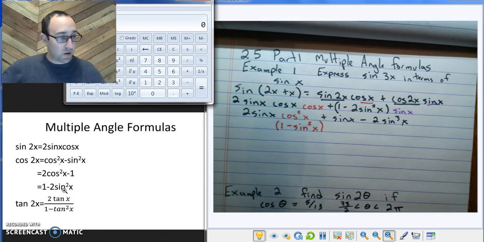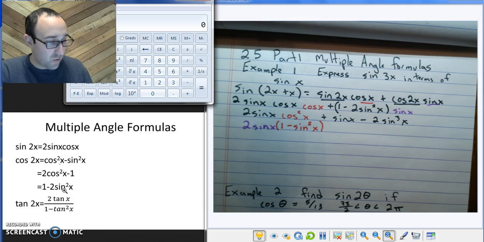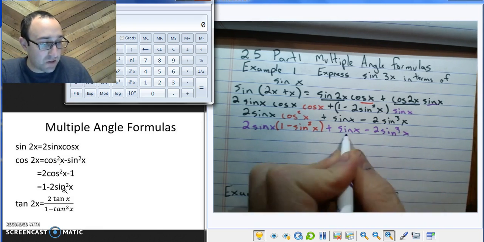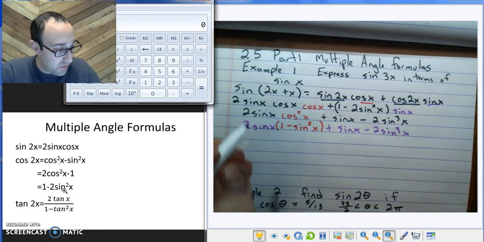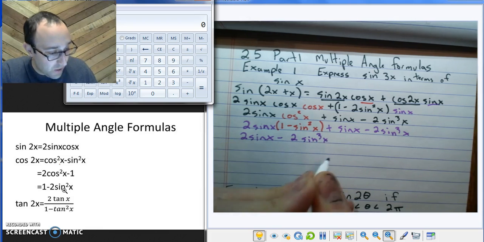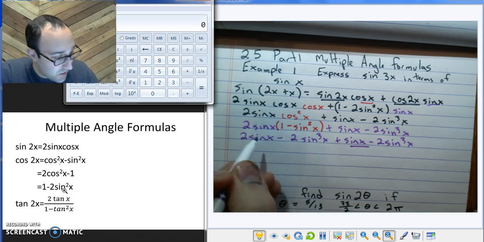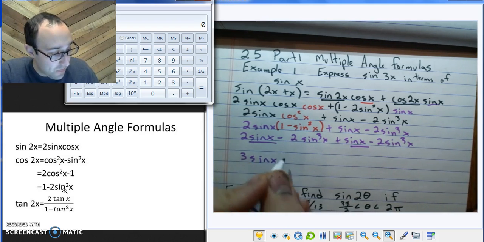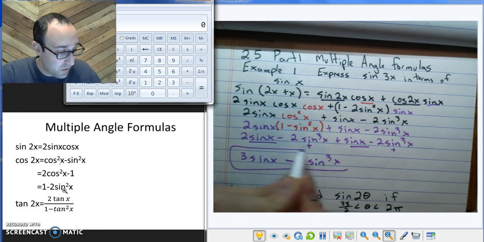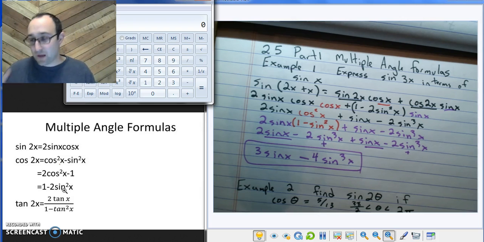So I rewrote that cosine squared x, and now we'll be left with, whoa, I dropped my black marker. Let's use a purple one, huh? It's going to be 2 sine x times 1 minus sine squared x, plus sine x minus 2 sine cubed x. Remember, I can't combine these two because this one's got a cube and this one does not, so they're not like terms. Now let's distribute, so I get 2 sine x minus 2 sine cubed x, plus sine x minus 2 sine cubed x. And then let's combine like terms. Sine x and 2 sine x is 3 sine x, minus, and I've got this one and this one, minus 4 sine cubed x. And right there is that rewritten in terms of just sine x. That's also the triple angle formula. Not that you need to know it, but that's why it works.